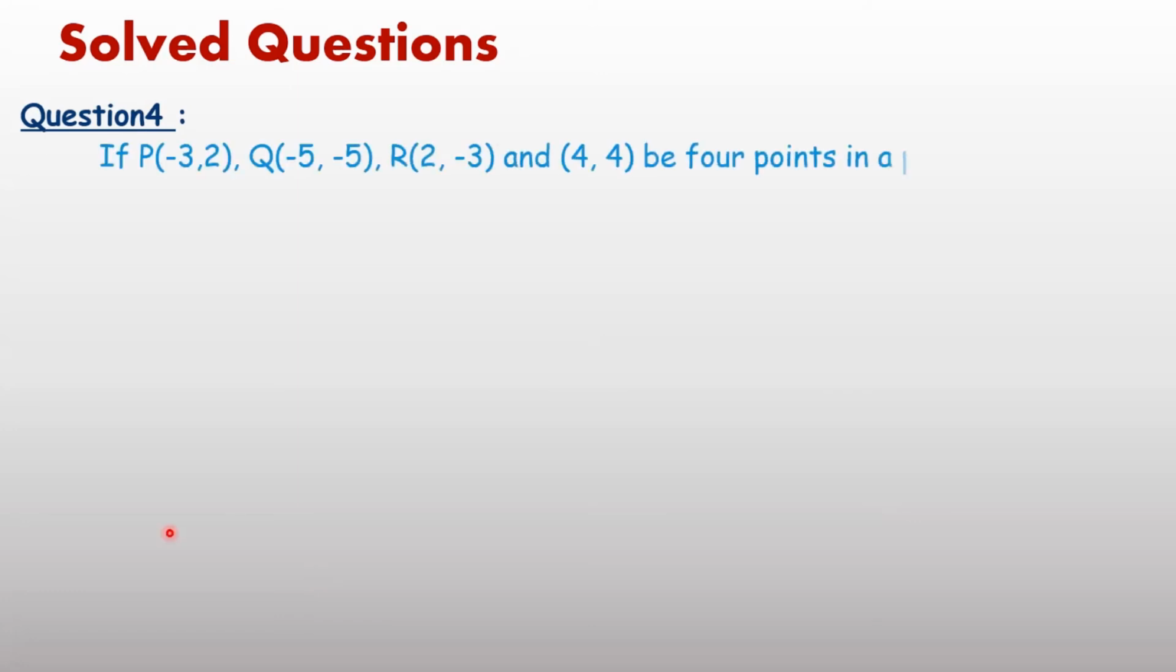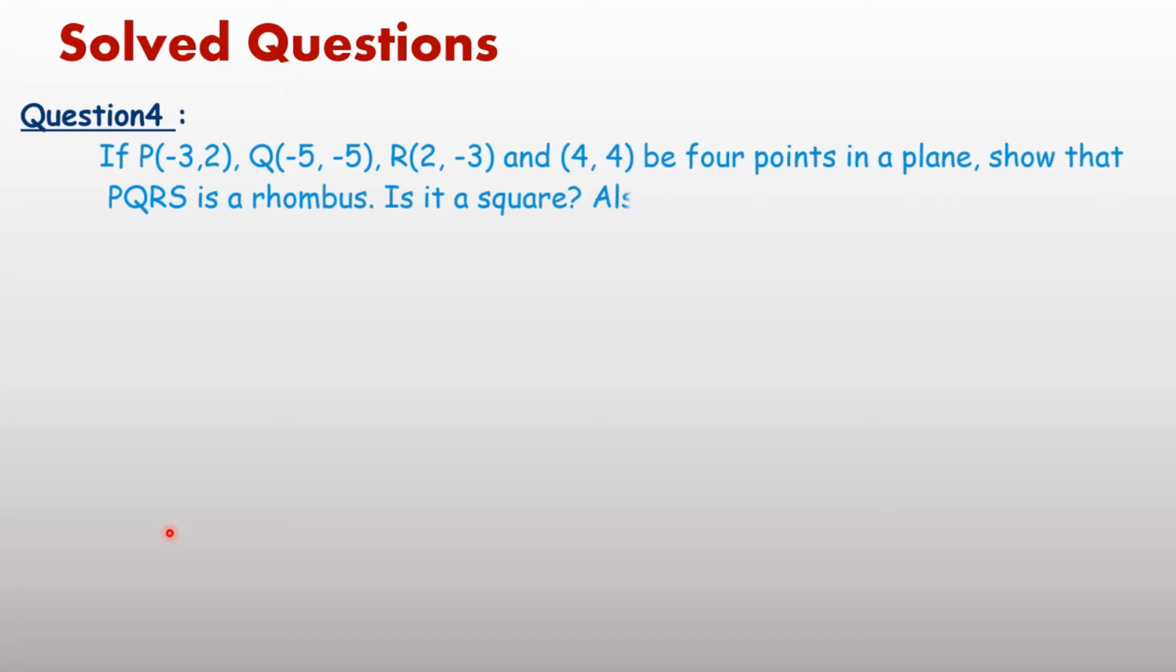Now next, if coordinates P, Q, R and S are given, and you have to show that PQRS is a rhombus, then you have to confirm whether it is a square or not, and also find the area of the rhombus.